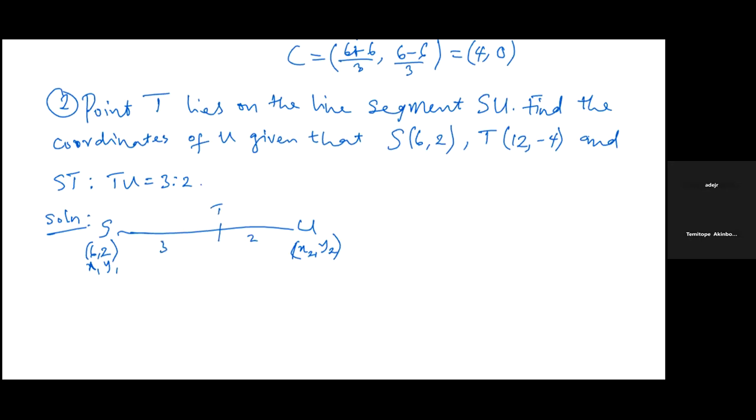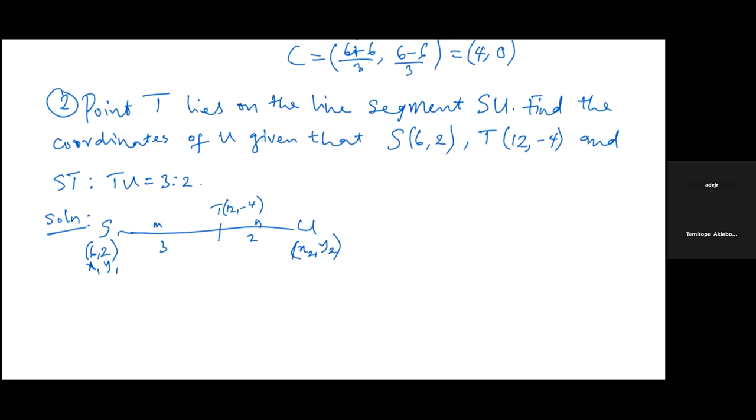So let's now call the coordinates of T. According to the question, coordinate of T has been given to be 12, minus 4. So 12, minus 4 here. Hope that makes sense to you.